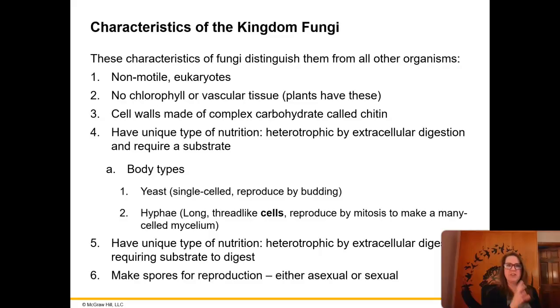So things that are heterotrophs include ourselves, fungi, some protozoa, and some bacteria. Okay, so it simply means that I don't have chlorophyll and I can't make my own food, right? I have to consume food or energy outside of myself.